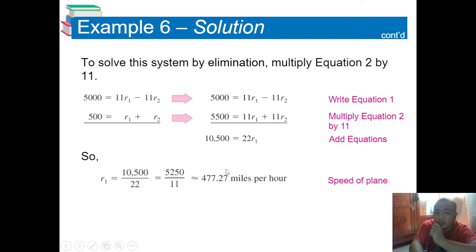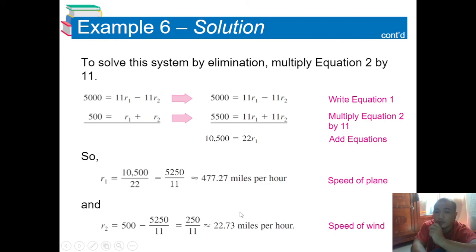So r sub 1 is 5,250 over 11. If you divide that, the equivalent decimal is 477.27 miles per hour, and that is the speed of the plane. About the speed of the wind, just substitute. R sub 2 is 500 minus r sub 1. So 500 minus this is equal to 250 over 11, or 22.73 miles per hour. That is the speed of the wind. The plane is faster.